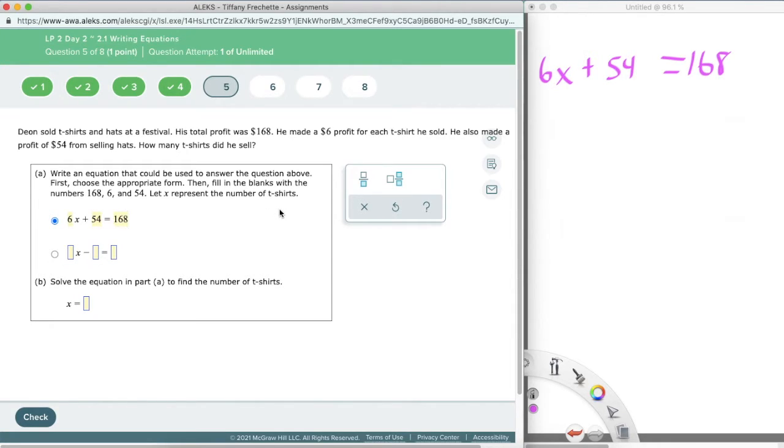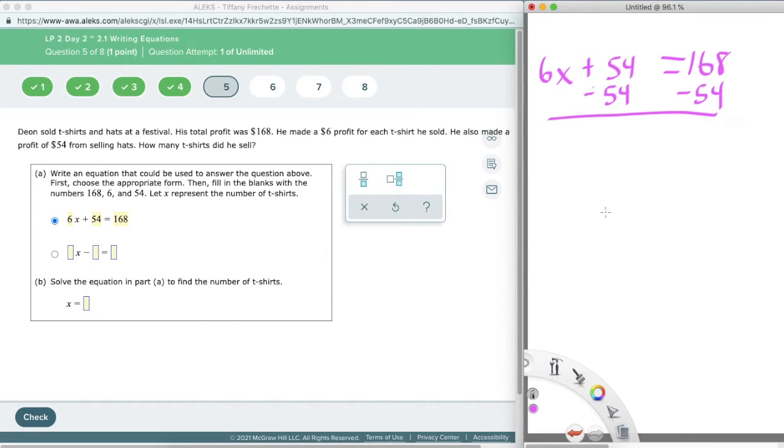And now we want to solve it to see how many t-shirts he actually sold. So first we need to undo some of this. If this is the amount of money he made for hats, we need to take that away from both sides because I want to know what his profit was on just t-shirts. 6x comes down, these cancel, and I'm going to subtract, and I have 114. So this is how much he made on just t-shirts. Well, if they're $6 each, I want to divide by 6 so I know how many t-shirts were in here. So x equals, so let's see, we'd have 1.